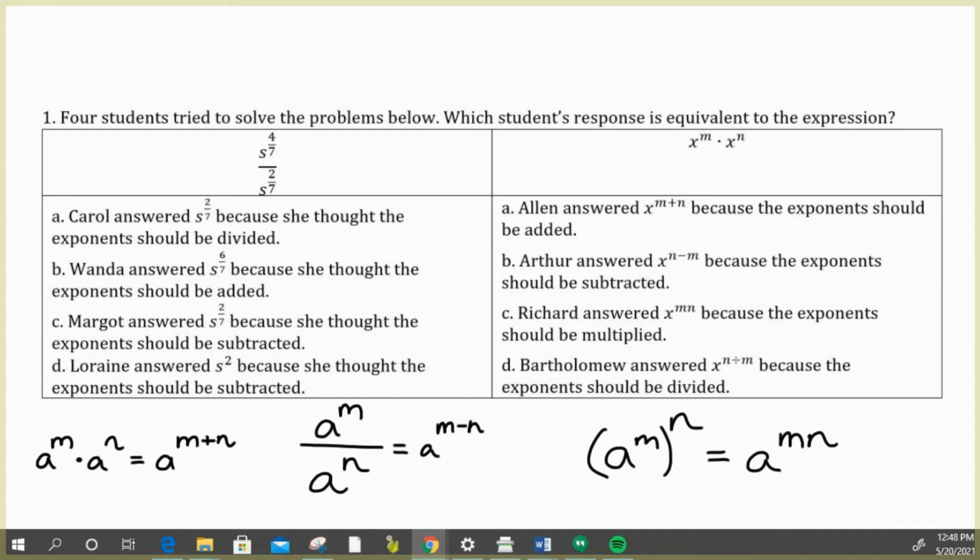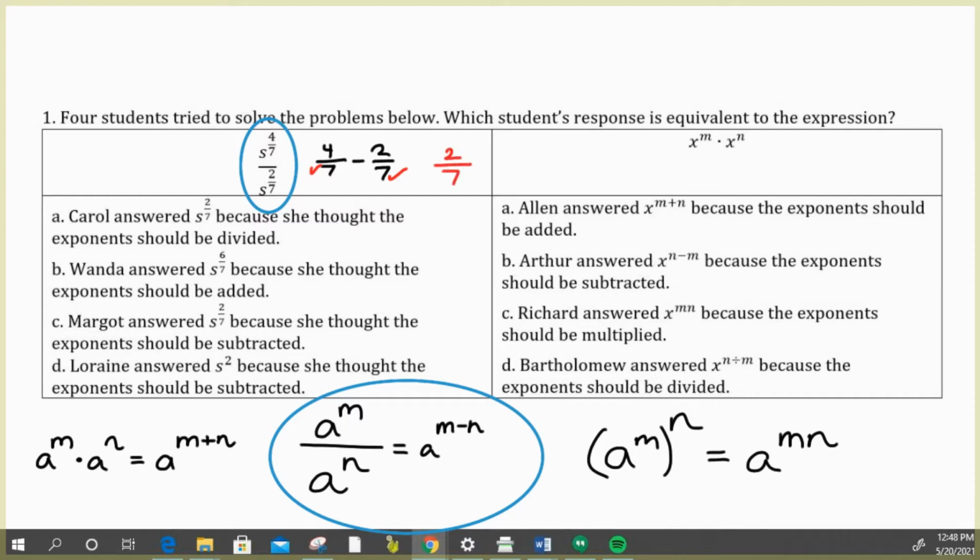The first example, as you can tell, we are dividing. So we are going to follow this rule. When we divide, we are going to subtract our exponents. So we have 4/7 minus 2/7. Looky there, we already have common denominators here. We have common sevens, which is good. That makes our life so much easier. So we're going to subtract the top and get 2, and we do nothing to the bottom. So we end up with S to the 2/7.